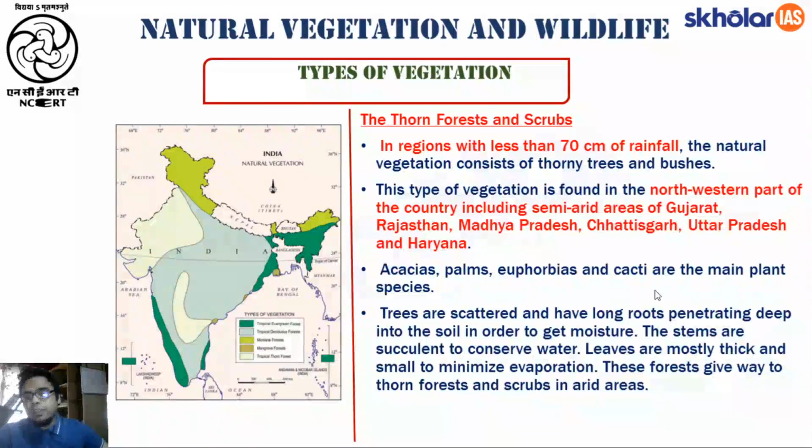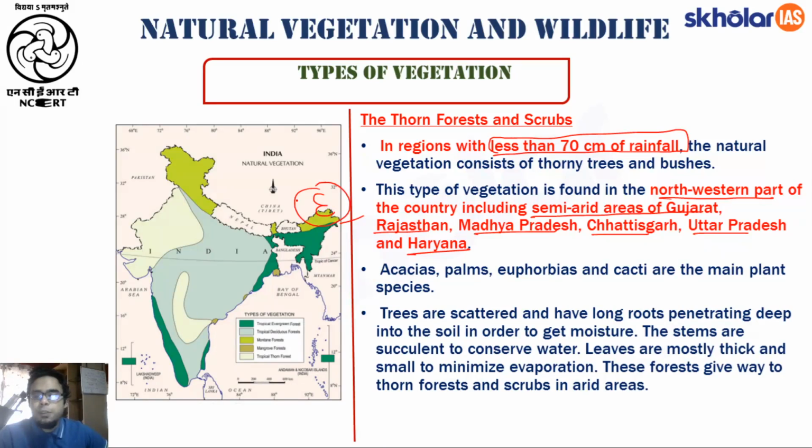The next forest that we have is the thorn forest and the scrubs, right? These are the forests found in regions which receive rainfall of less than 70 centimeters. This type of vegetation is found in the northwestern parts of the country, which includes the semi-arid areas of Gujarat, Rajasthan, Madhya Pradesh, Chhattisgarh, UP and Haryana. Again, very important from the exams perspective.